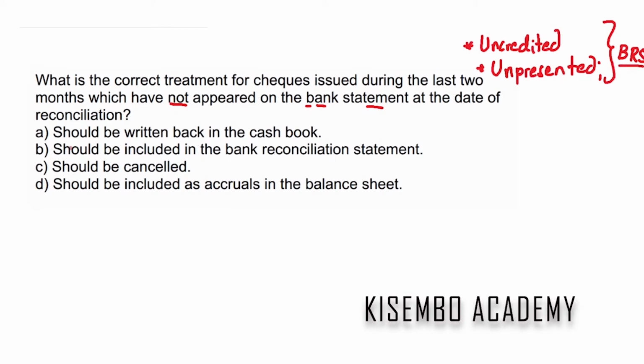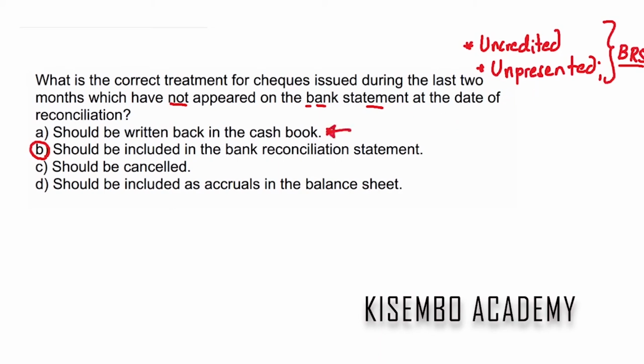So let's see. A: should be written back in the cash book? No. Should be included in the bank reconciliation statement? Yes. So the answer is B. Let's look at some others. Should be cancelled? No. Should be included as accruals in the balance sheet? No. So the answer is B. They are included in the bank reconciliation statement.